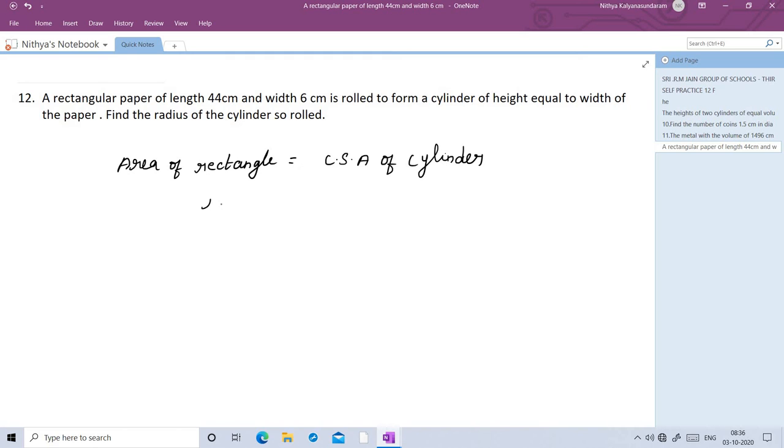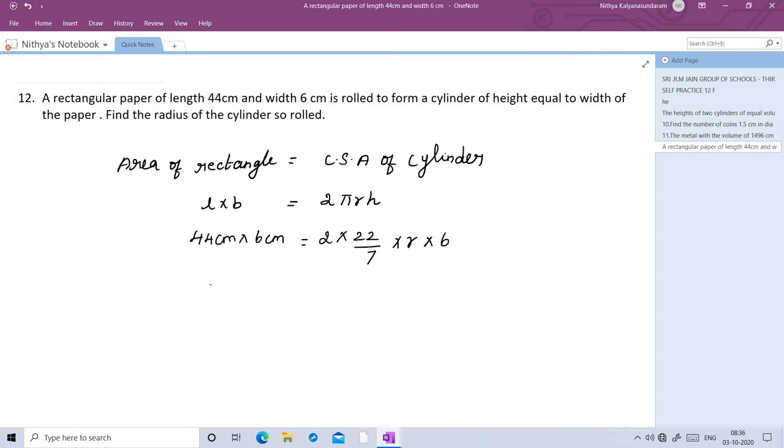The area of rectangle formula is length into breadth, and it is equal to the curved surface area formula, 2 pi r h. So length is 44 centimeter into breadth 6 centimeter is equal to 2 into 22 by 7 into radius, which we want to find. So write r as it is. Then height is equal to the width, so 6.